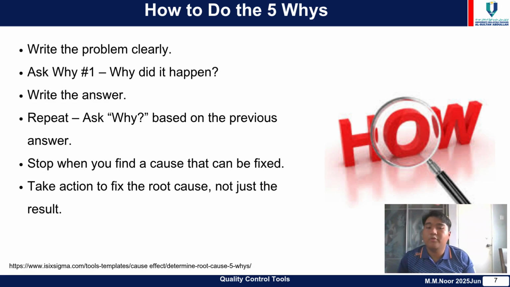How to do the five whys? Alright, first, we write down the problem clearly, then ask why did this problem happen, and write the answer. Repeat the process by asking why based on the answer that you get. You can do this about 5 times until you find the real root cause. And then you can take action to fix the root cause that you get after you ask why 5 times.